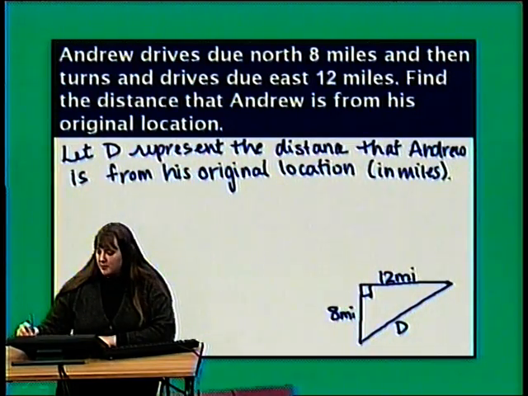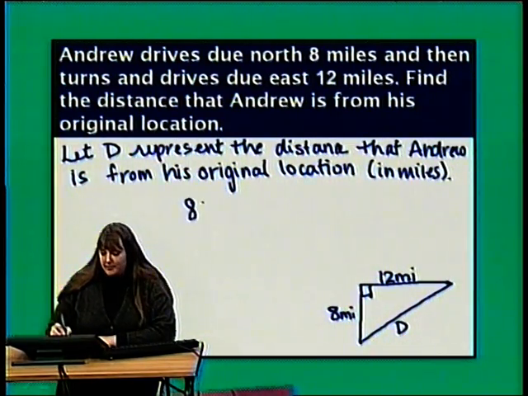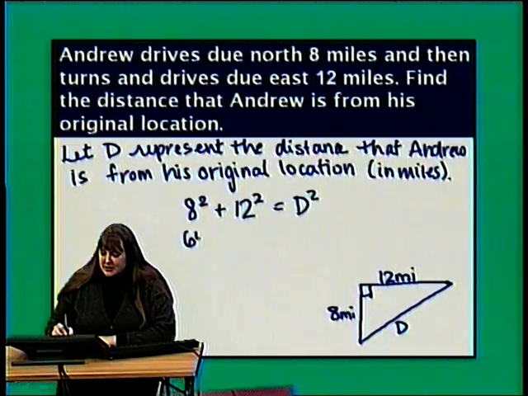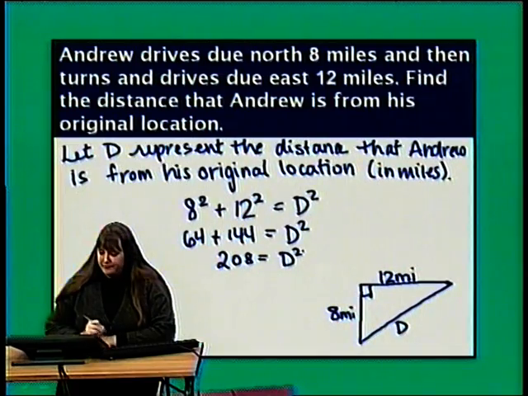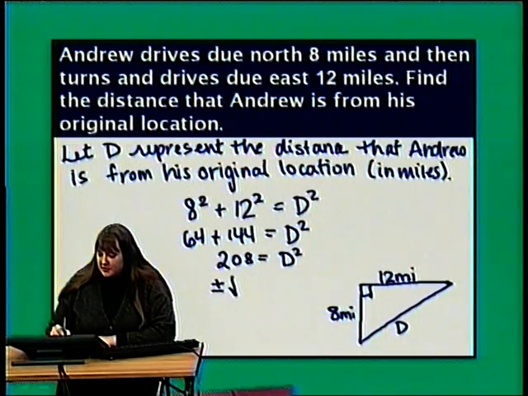So the Pythagorean theorem tells me that 8 squared plus 12 squared equals d squared. So 64 plus 144 equals d squared. So 208 equals d squared. The square root property tells me that d is going to be plus or minus the square root of 208.